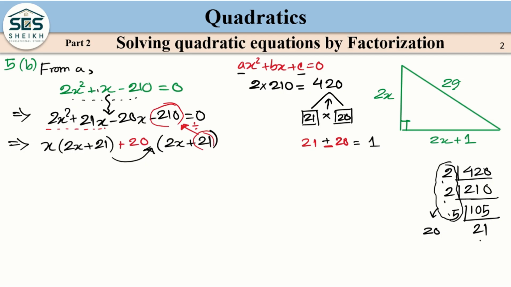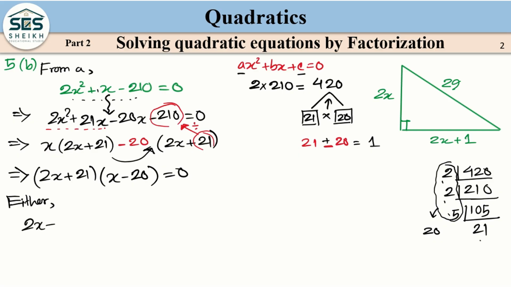20, and of course the value will be negative. So now we can write 2x plus 21, and we can also write x minus 20, equals 0.